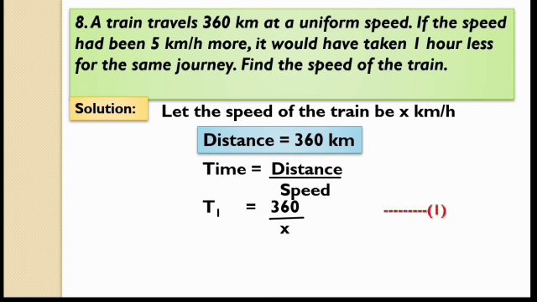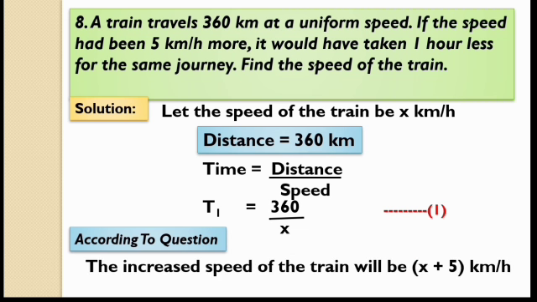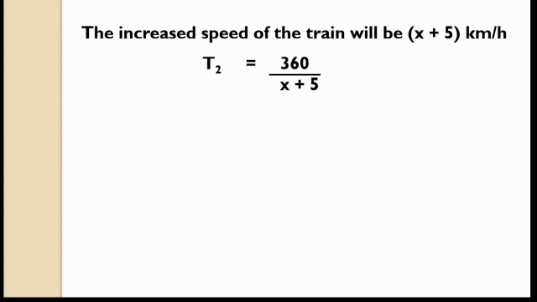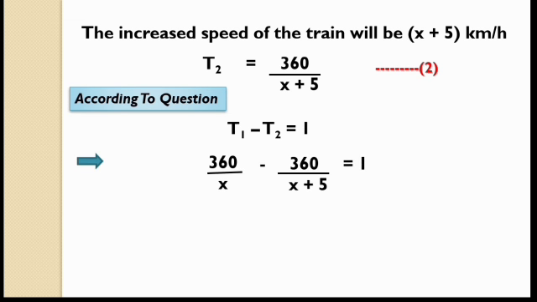This one is our first equation. Now according to the question, the increased speed of the train will be x plus 5 km per hour. So obviously the time will change. Here the time will be t2 equals 360 upon x plus 5. Now according to the question, if speed increases, time will decrease by 1 hour. So t1 minus t2 equals 1. Now we will substitute the values of t1 and t2: 360 upon x minus 360 upon x plus 5 equals 1.